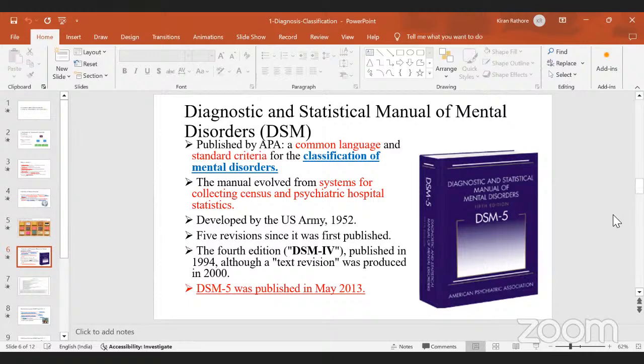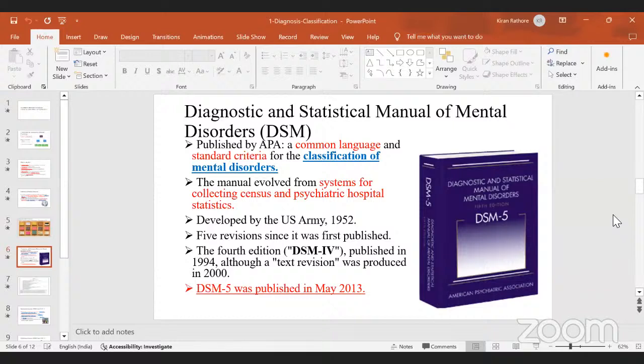DSM is the Diagnostic and Statistical Manual of Mental Disorders. This is published by the APA, as I just told you. It is published by the American Psychiatric Association, and it serves as a common language and standard criteria for classification of mental disorders.